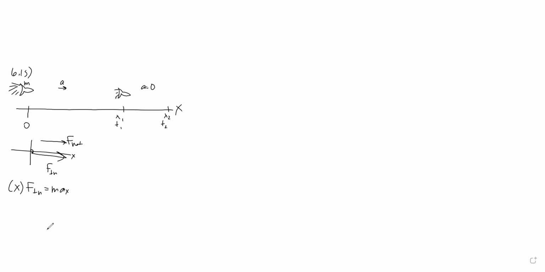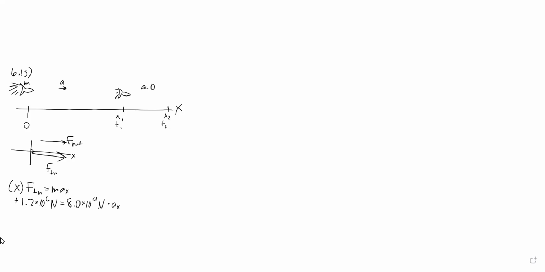If you remember the numbers, 1200 kilonewtons is 1.2 times 10 to the 6 newtons. And we had a mass of 8.0 times 10 to the 4 kilograms. So this would be 1.2 times 10 to the 6 newtons equals 8.0 times 10 to the 4 times a sub x. This should be plus, since it's pointing in the positive x direction. Now we just have to take 1.2 divided by 8.